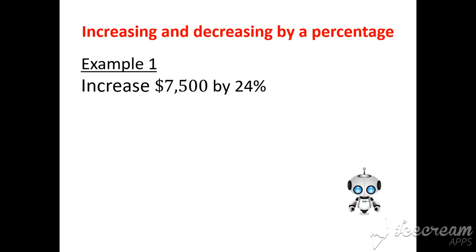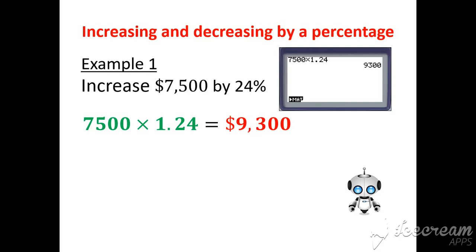Well, let's look at this new technique now. What are we going to do to speed things up? Let's take 7,500 and multiply it by 1.24. That gives us the answer straight away, which is $9,300. Now, where does 1.24 come from?